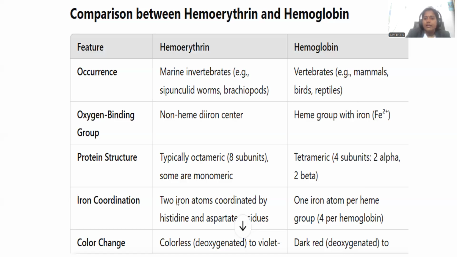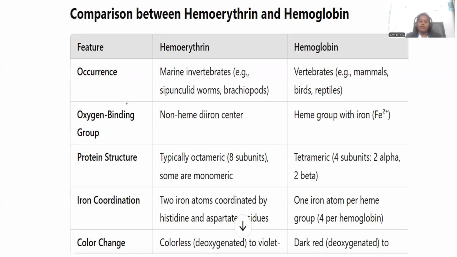Now let me compare the hemerythrin and hemoglobin together. Hemerythrin is a marine pigment. Hemoglobin is a terrestrial pigment. Marine invertebrates like sipunculid worms and brachiopods take part in this hemerythrin. Vertebrates, skeleton-containing organisms, are accompanied by hemoglobin, where mammals, birds, and reptiles take part. We humans are also accompanied by hemoglobin, because our blood is red in color.